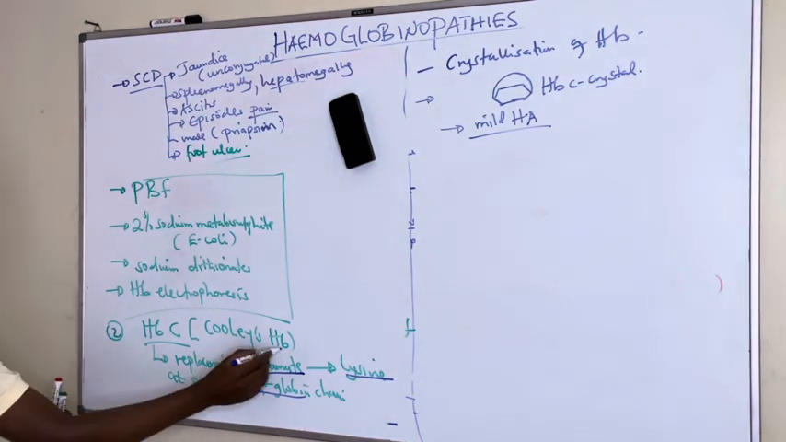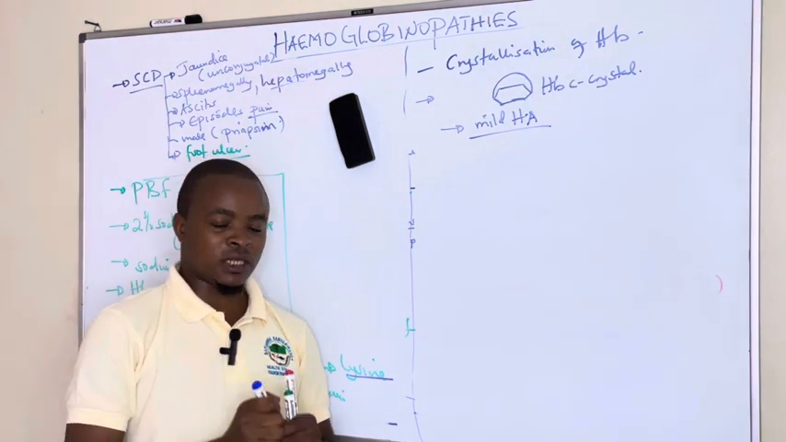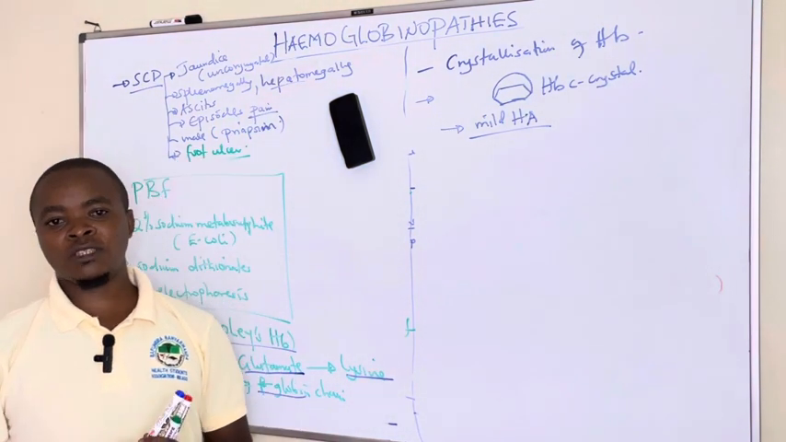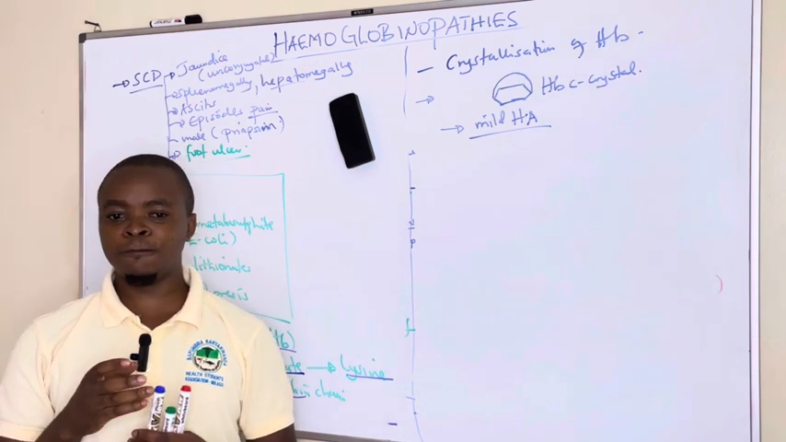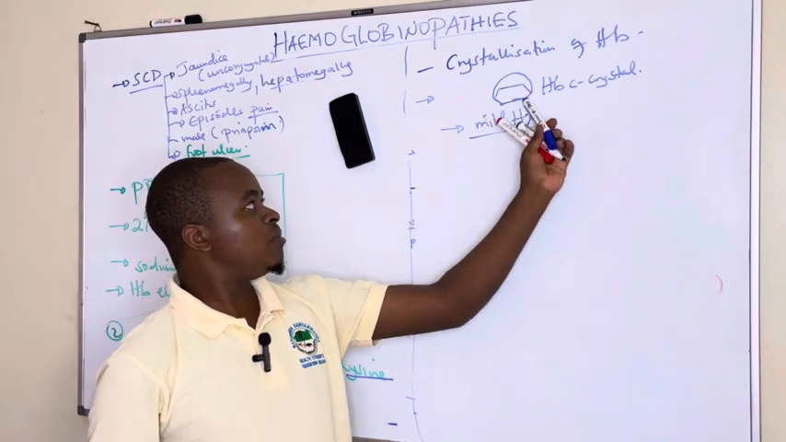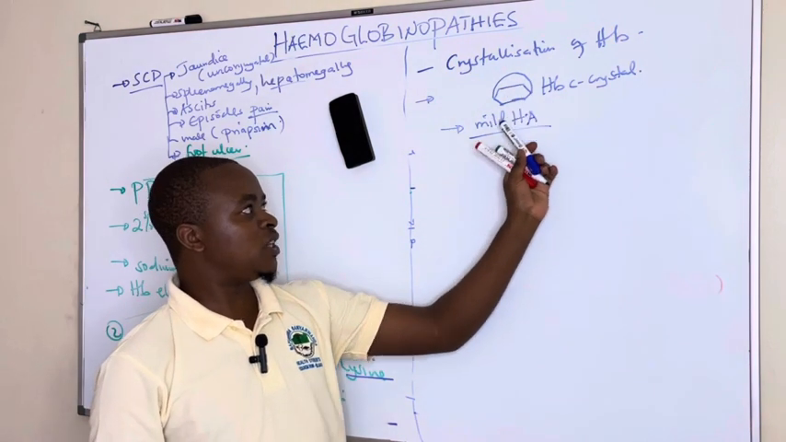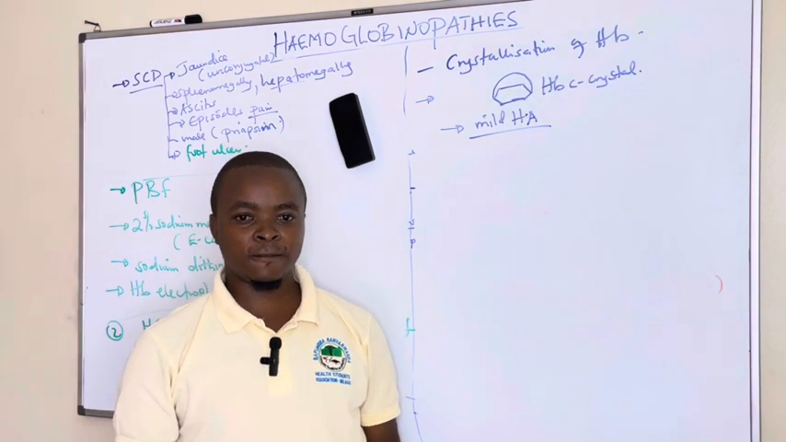So what we need to understand about Cooley's hemoglobin is that it is replacement of glutamic acid by valine at position number 6 of the beta globin chain, which results in crystallization of the hemoglobin, forming these hexagonal crystals within the HB, and it can result in mild hemolytic anemia.